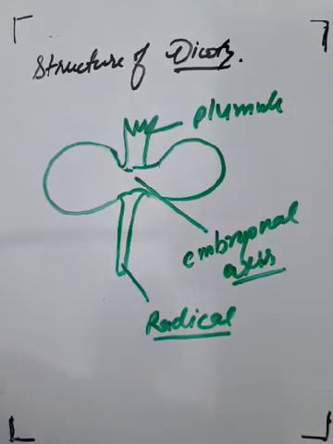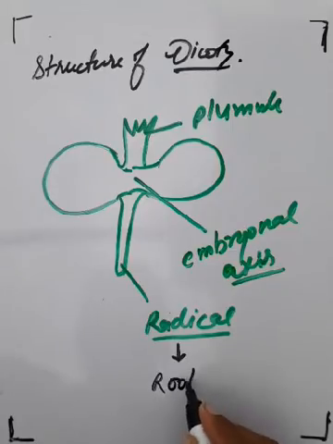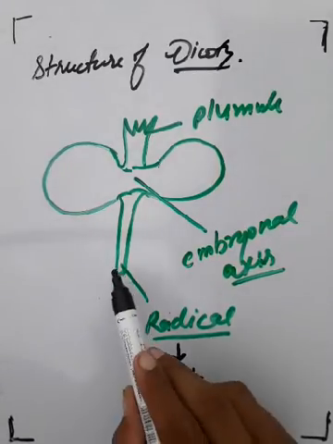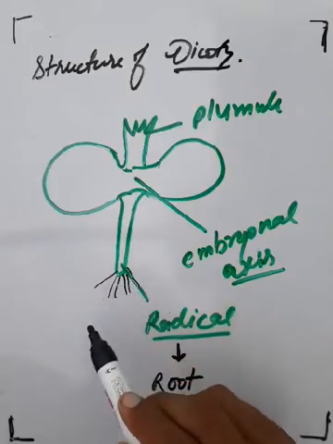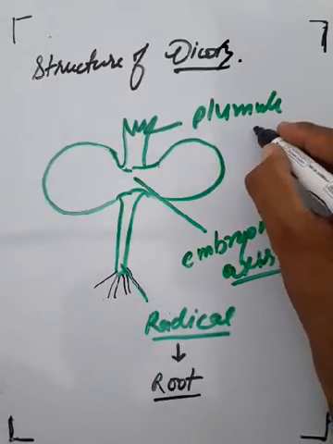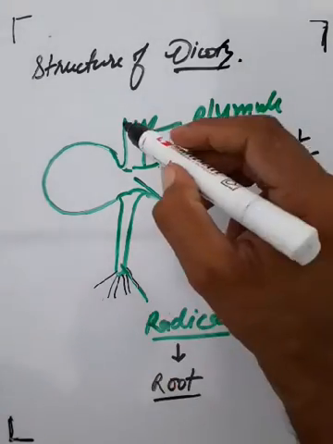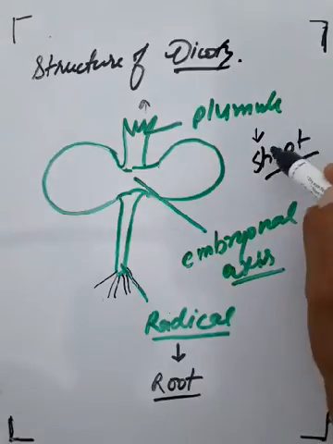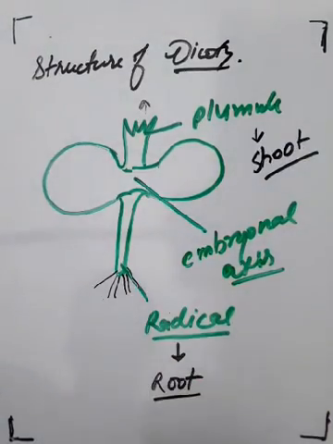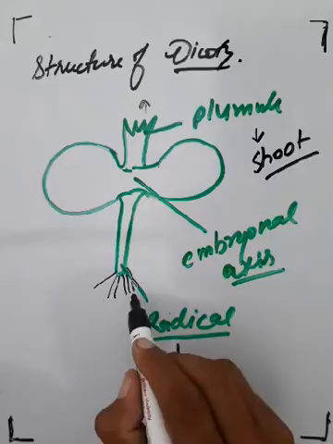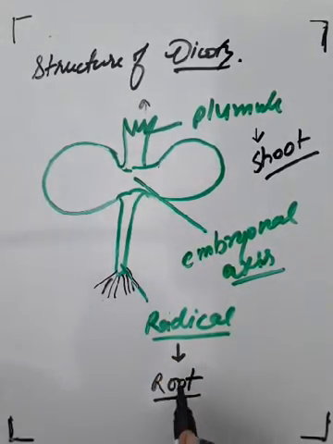After the development of the seed, from the radicle the root will develop. The root will develop from the radicle part after germination, and from the plumule the shoot will develop. It will grow upward and develop into shoots, and the radicle develops in the downward direction and develops into roots.